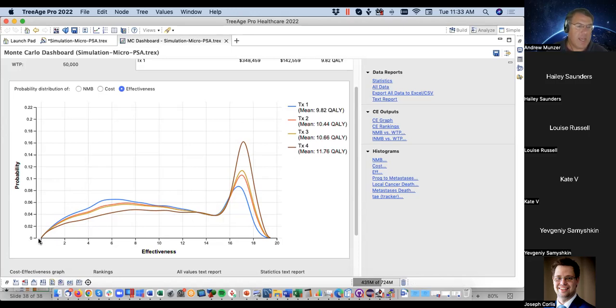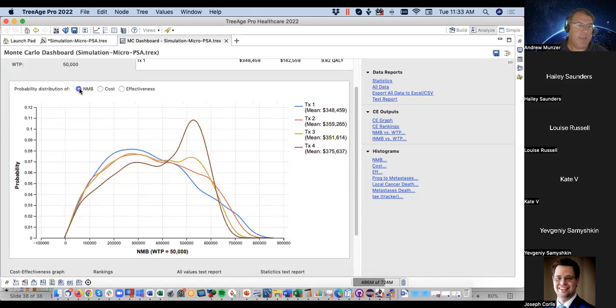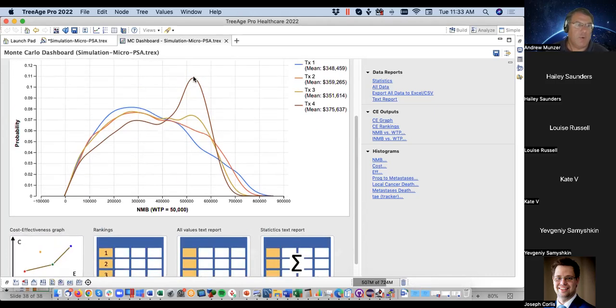So this is a trend graph based on a histogram of all the 10,000 patients stuck into buckets based on how many qualities they got, right? The same thing with the cost, right? There was a lot more variation in the cost, or a lot more people down here on the lower end of the cost. And then the NMB, this is the combination of the cost, effectiveness, and willingness to pay into one. And you got quite a few people who made it to the end of the time horizon and got this quite high NMB.